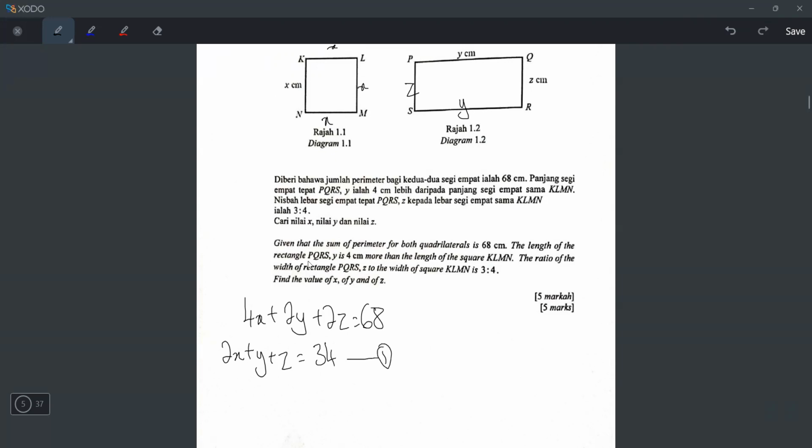It means this is a simultaneous equation. Yeah, this is a simultaneous equation. Okay. The length of the rectangle PQRS, where is the length of rectangle PQRS? This one, this is the length. Means y, right?